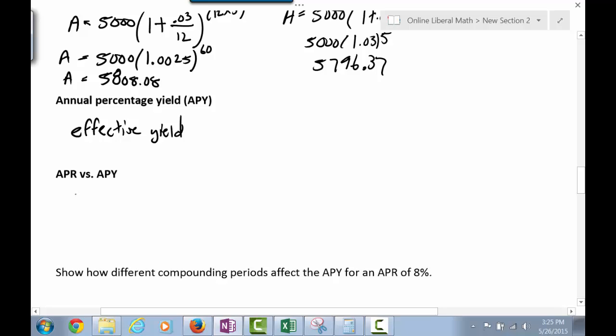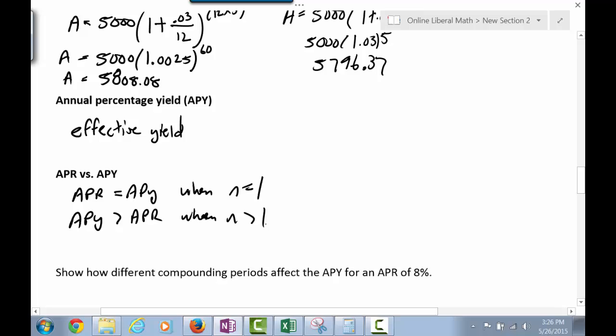So APR would equal APY when you're compounding annually. So when you just go in and look at it one time, you're going to see that your APY is the same as your APR. You get the same amount in that given time frame. For the most part, APY is going to be greater than APR as long as n is bigger than 1. So as long as they look at that account more often, even though they advertise a certain APR, you're going to make more money because you're adding interest to your interest, if that makes sense.